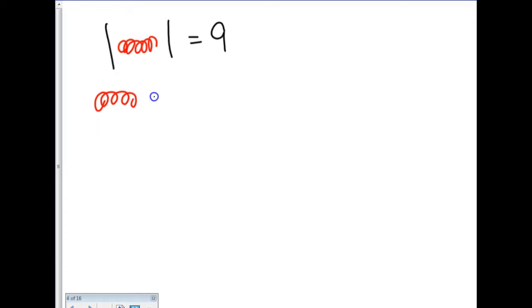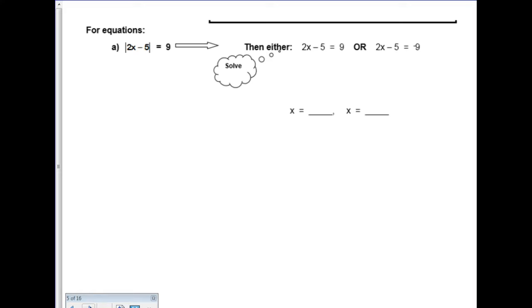9. Anything else? Could it be anything else? Negative 9. This could also be negative 9. Okay. Well, what if I give blah a real name? And I call it 2x minus 5. 2x minus 5 could be 9. Or 2x minus 5 could be negative 9. So you're going to write a big note to yourself right here. You're going to set up 2 problems. I don't know why I can't spell today, guys. So your 2 problems, 2x minus 5 could be 9, or 2x minus 5 could be negative 9.